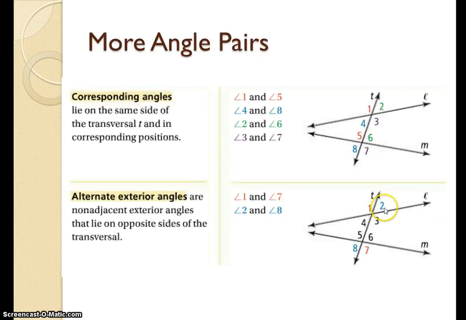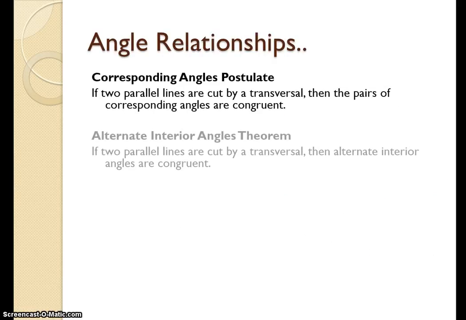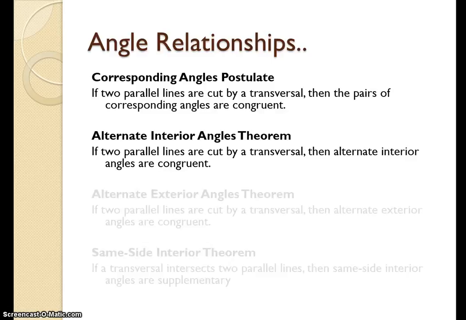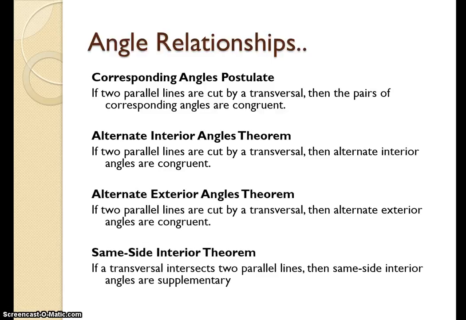So again, thinking back to this picture with the corresponding, that means angle 1 and angle 5 would be congruent if those 2 lines were parallel. All right, continuing on, the alternate interior angles are also going to be congruent. So corresponding angles are congruent. The alternate interior angles are going to be congruent. The alternate exterior angles are also going to be congruent.